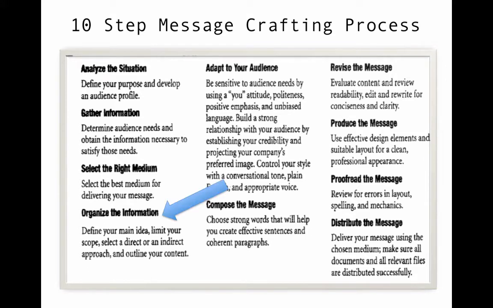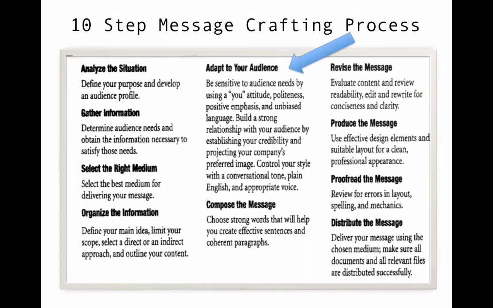The next step is going to be to organize that information. So if we go back to the company picnic example, you've now analyzed what the purpose is, you've gathered all the information that you think the audience is going to need, and you've decided that you're going to send an email to everyone because it's going to be simple and easy, a much easier way to communicate to them. So now you're going to organize that information. You're going to start to write things down, and you're going to say, okay, these are the things that I need to communicate to them in this order and with this approach. And so you're going to start to outline that content so you can see what it looks like.